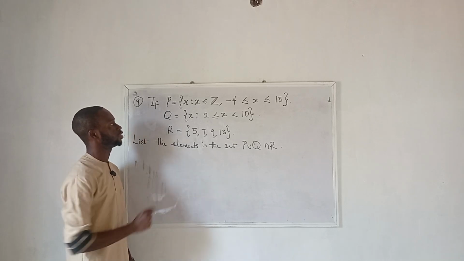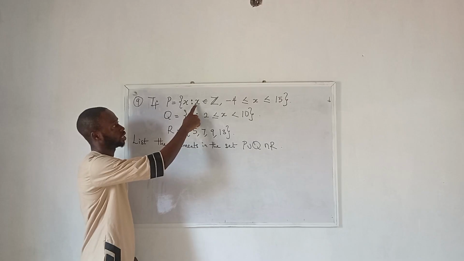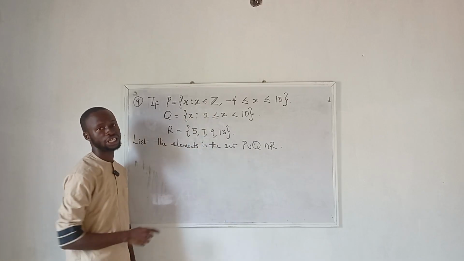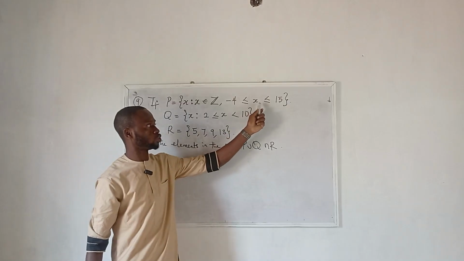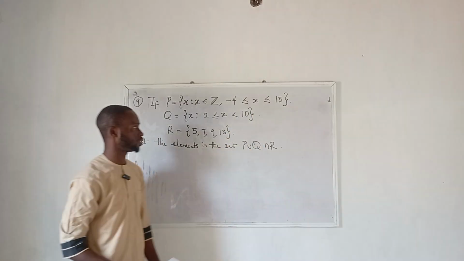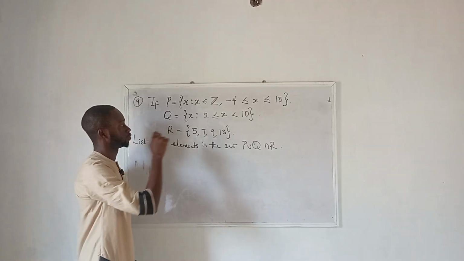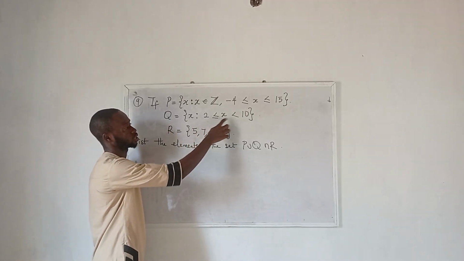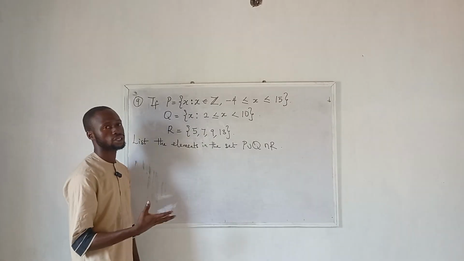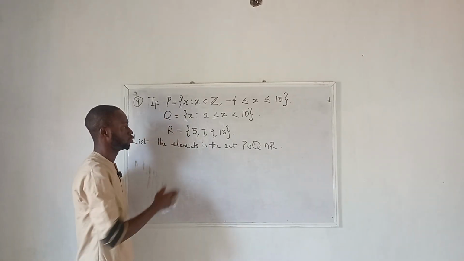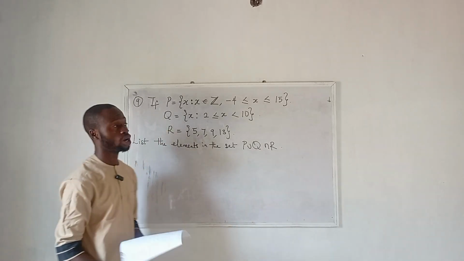If P equals {x such that x is a member of integers, minus 4 less than or equals to x less than or equals to 15}, then that's set P. Then for set Q, we have {x such that 2 less than or equals to x less than 10}. Then R, we are given the elements in the set. So what we do first is list out the elements in P and Q, then try to find P union Q intersection R.